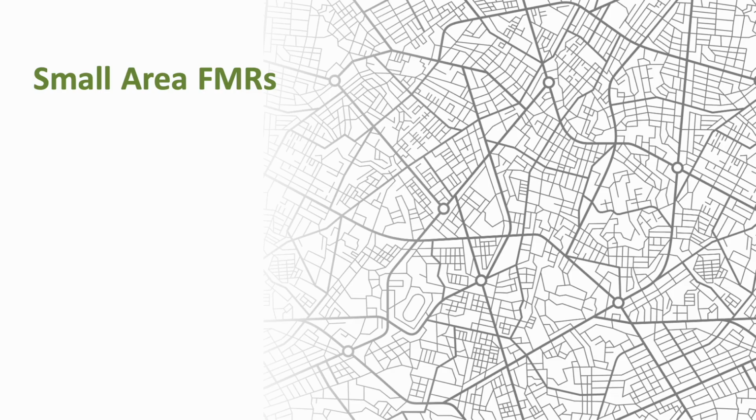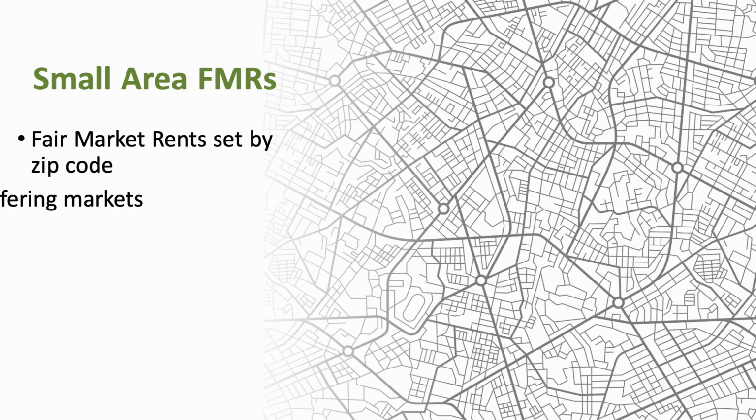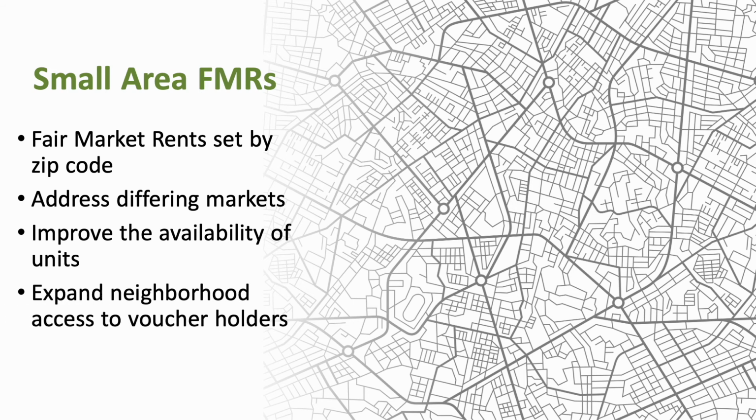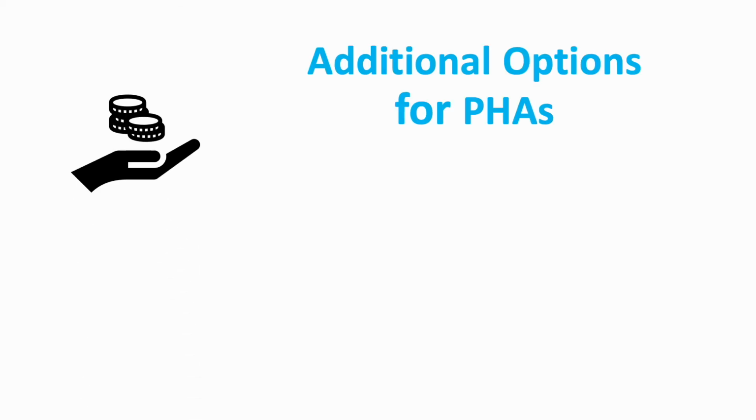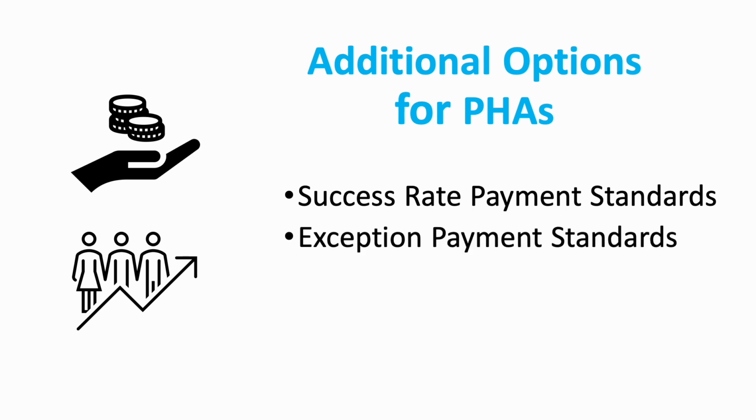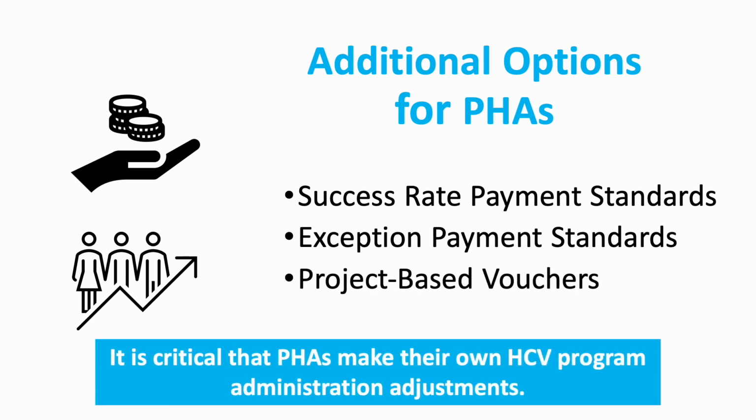We know that the rents in some markets may vary significantly from zip code to zip code. In response, HUD issues small area FMRs. PHAs will often adopt these small area FMRs to improve the availability of units and expand neighborhood access to voucher holders. To learn more about small area FMRs, please check out our other video on this topic. In addition to payment standard adjustments or small area FMR adoption, PHAs may consider establishing success rate payment standards, exception payment standards, or expanding the use of project-based vouchers in order to address local environment and tenant needs.